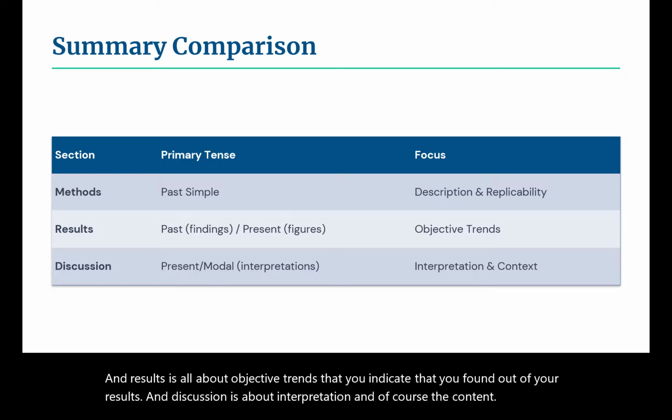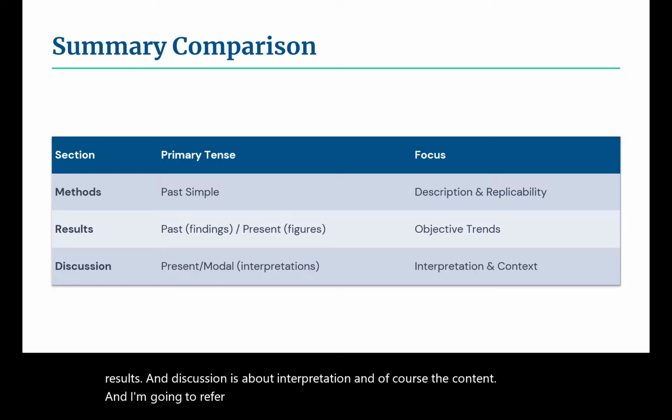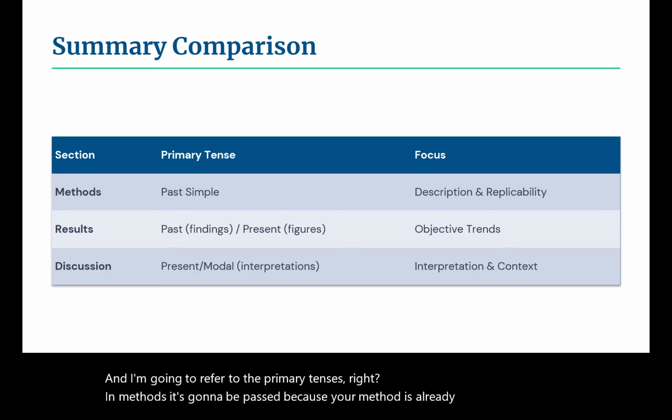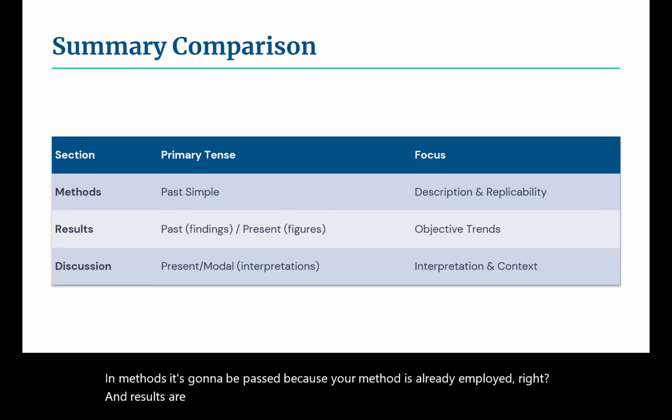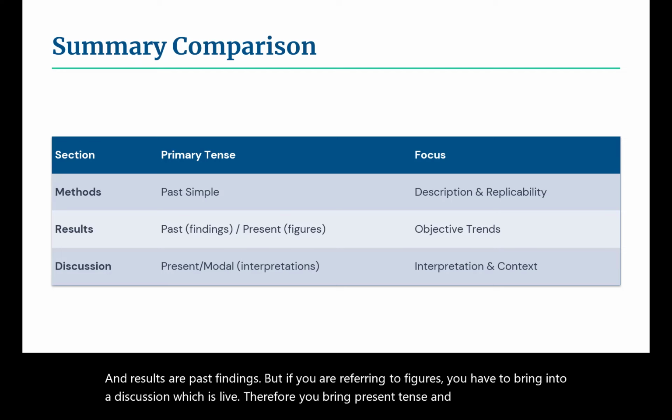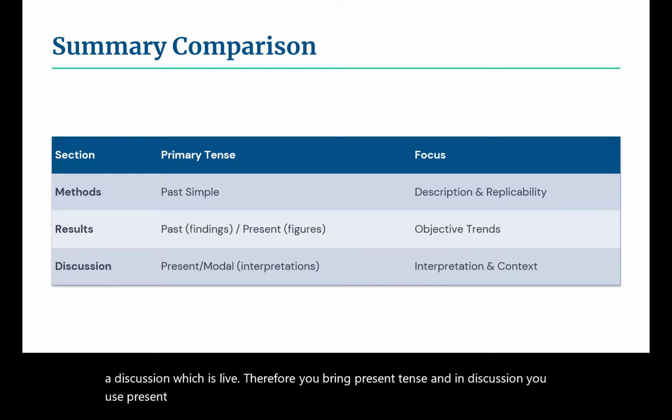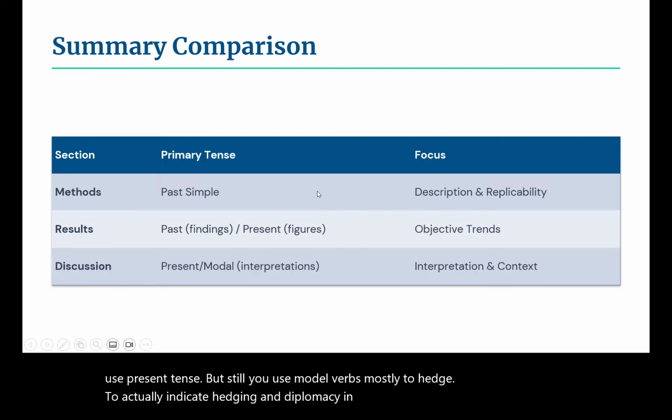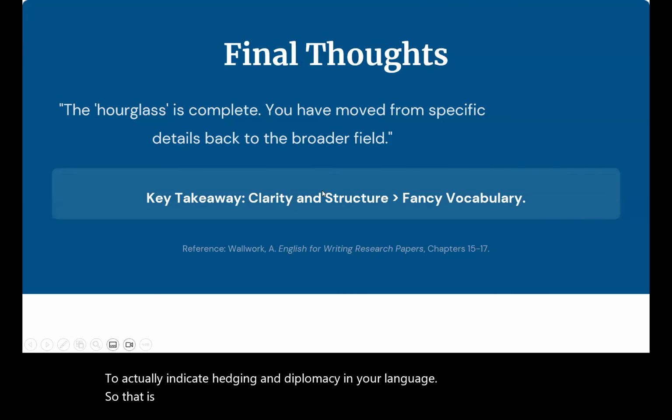And now the primary tenses, right? In methods, it's going to be past because your method is already employed, right? And results are past findings, but if you're referring to figures, you have to bring in a discussion which is live, therefore you bring present tense. And in discussion, you use present tense, but still you use modal verbs mostly to indicate hedging and diplomacy in your language. So that is the simple summary of our discussion today.